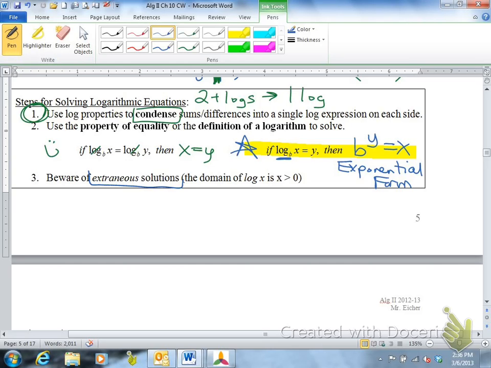So you have to rewrite it in exponential form. Beware of extraneous solutions. If you get log of a negative number, say -5 or something, this is undefined because it has to be greater than 0. It has to be positive.